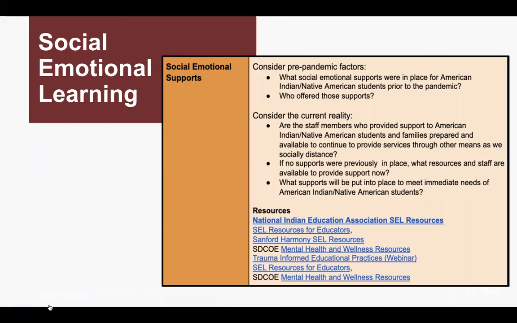Social emotional learning has been on the minds of educators for some time now. However, the pandemic has made social emotional learning even more important as students struggle to cope during these uncertain times. This section was designed to guide LEAs to assess their current social emotional learning delivery practices and also consider how they might adapt those services in a blended learning model.